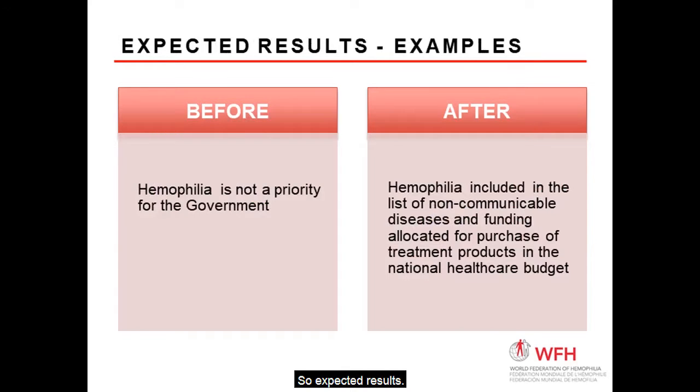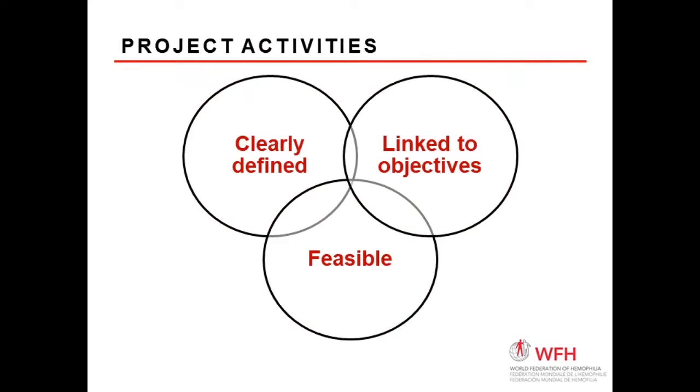So expected results. I'm just giving you an example here. Before you entered into this grant program, hemophilia was not a priority for your government. But after you entered into this grant program, hemophilia was actually included in the list of non-communicable diseases and funding was allocated for purchase of treatment products in the national healthcare budget. Wow, that is an awesome result and an example. But in your grant, you also want to show the pathway of how you got there. One of the best things we can do is to help each other at NMOs. For example, if this was your result afterwards, you would want to share that with WFH and other NMOs to help them know how you got to that goal and that accomplishment. On project activities, again, this is repeating, but it's really important: your project activities need to be clearly defined, linked to your objective, and feasible.